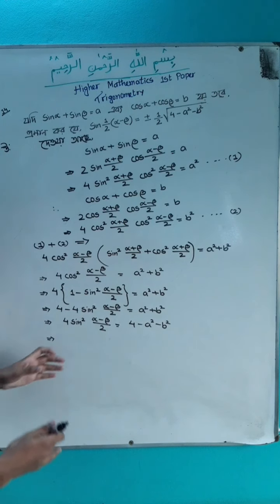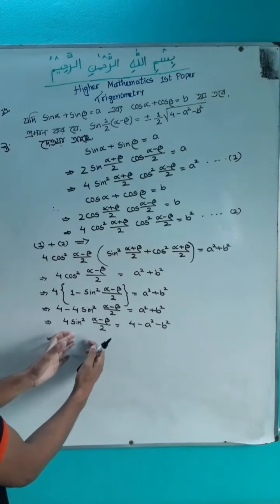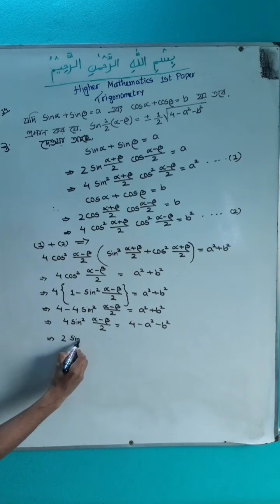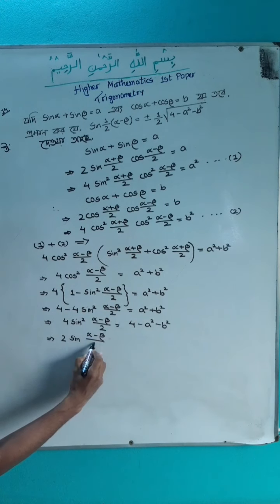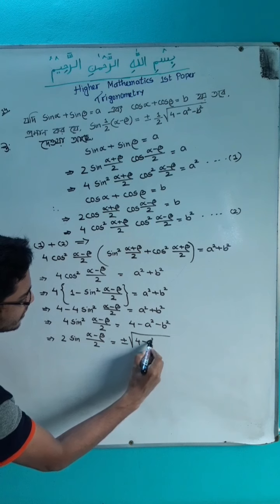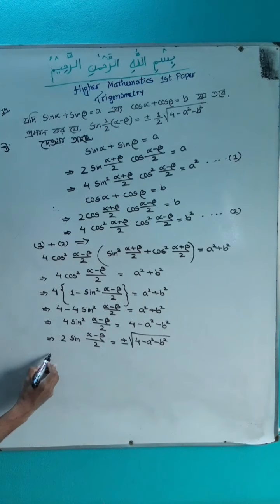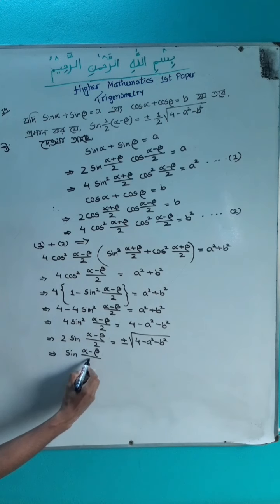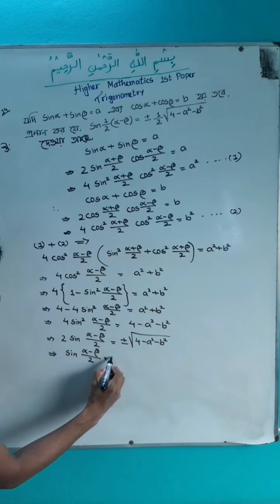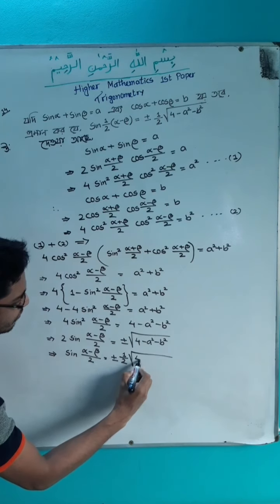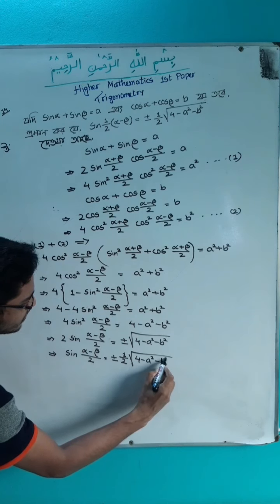Now, all we need to do is to square root both terms. We get 2 sine (alpha minus beta)/2 equals plus minus square root of 4 minus a square minus b square. If we send this to the right side, we will find the answer: sine (alpha minus beta)/2 equals plus minus half square root of 4 minus a square minus b square.